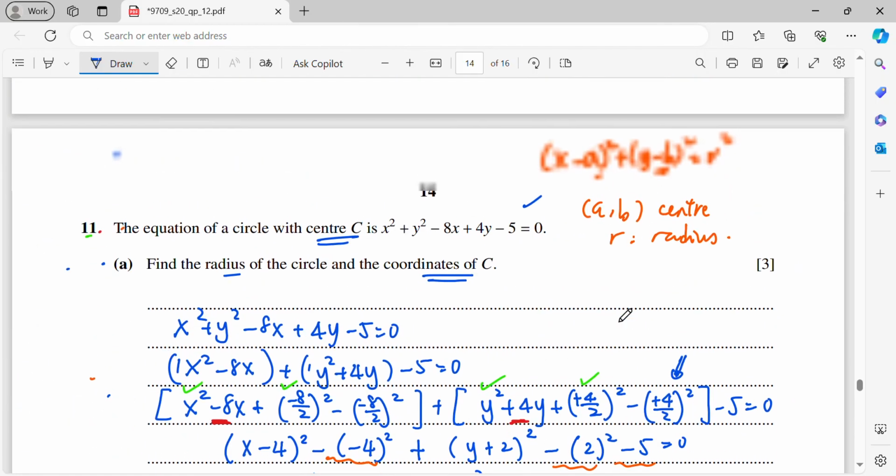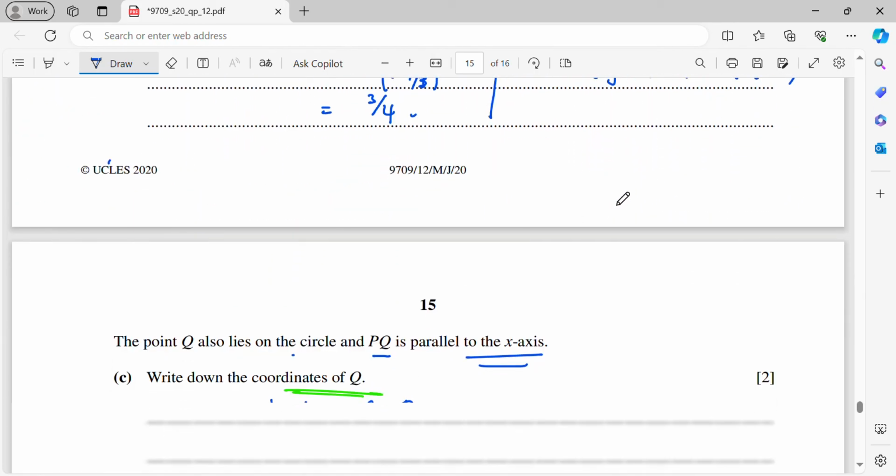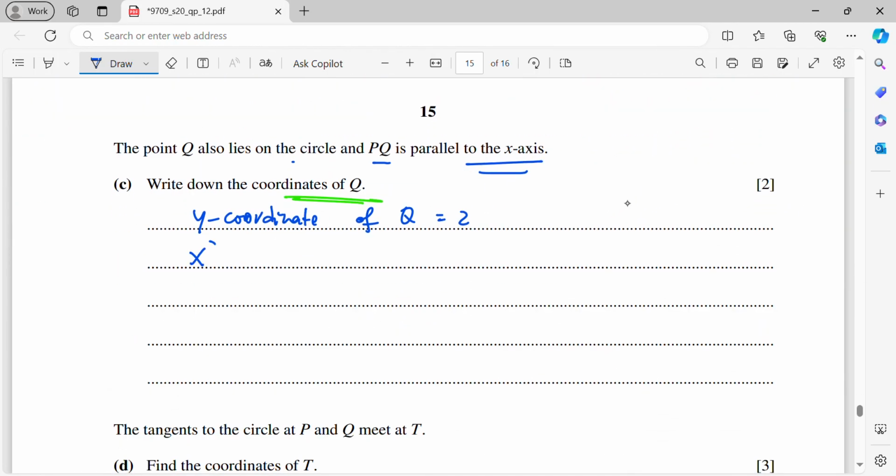So I will copy my circle equation right now. Okay, you can copy this. So now I will just write x squared plus y squared minus 8x plus 4y minus 5 equals 0. So when y equals 2, I will be getting x squared plus 2 squared minus 8x plus 4 times 2 minus 5 equals 0.